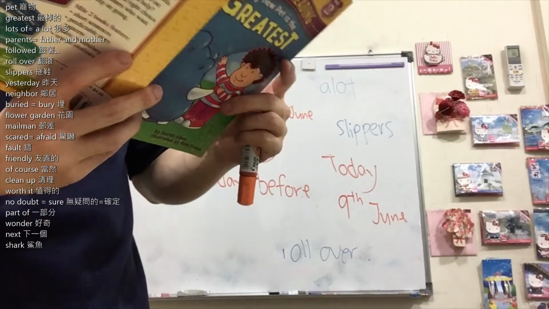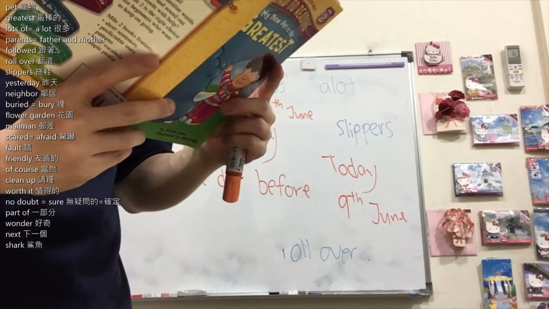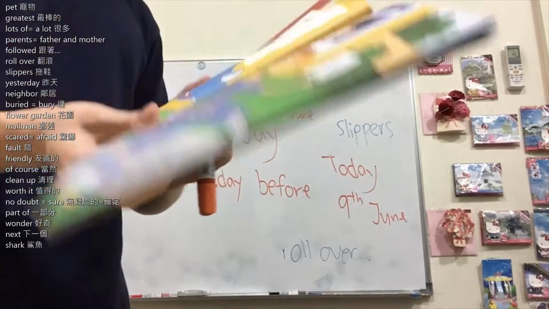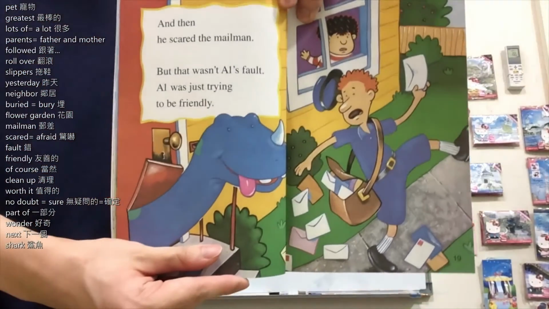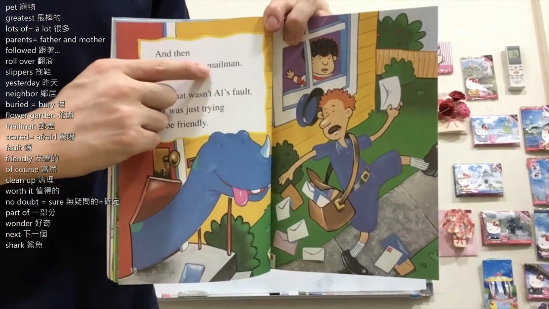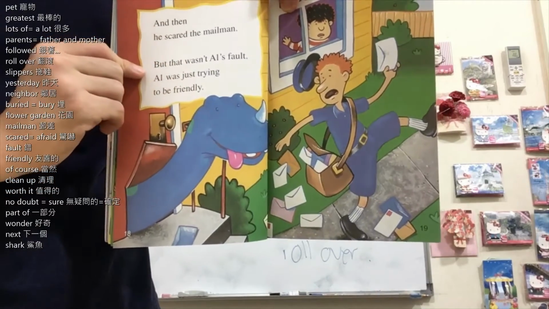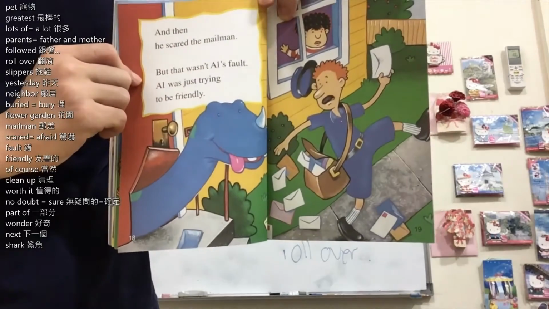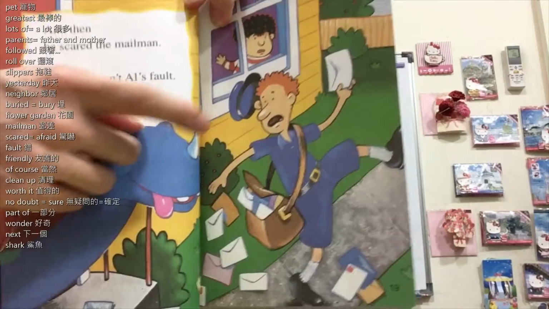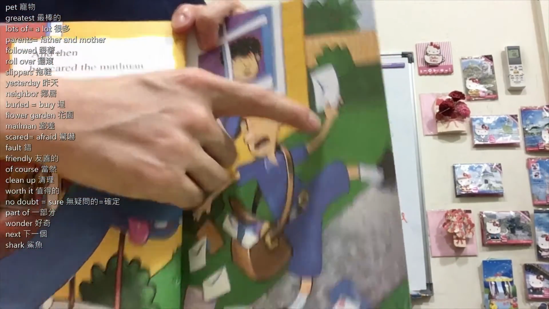And then he scared the mailman. But that wasn't A1's fault. A1 was just trying to be friendly. Okay? So the next page we have, and then he scared the mailman, right? He scared the mailman. But that wasn't A1's fault. A1 was just trying to be friendly, okay? So this is the mailman, okay? So you can see what he is holding here is a mail.